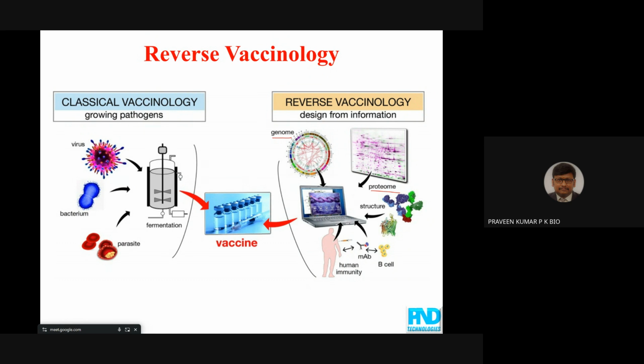Using this reverse vaccinology, we can treat cancer, viral diseases, bacterial diseases, and also autoimmune diseases. We can treat any disease using this approach, and we can treat precisely. For example, if you want to treat the Tamil Nadu Mudaliar or the Andhra Chettiar, I can target even down to the community.